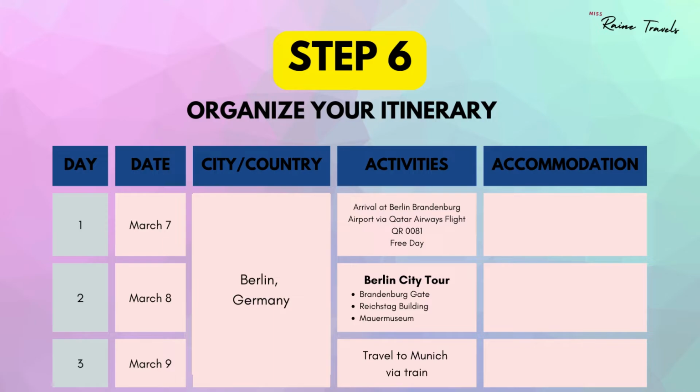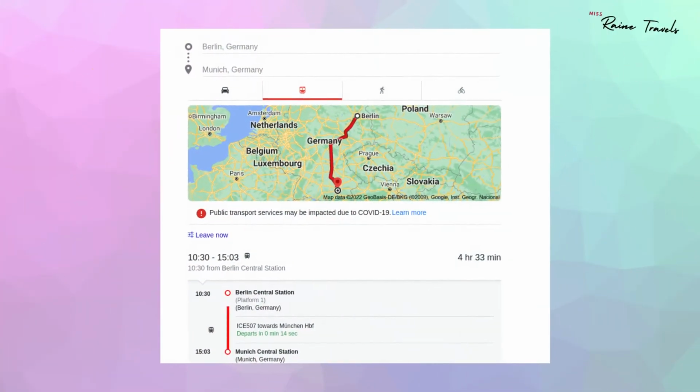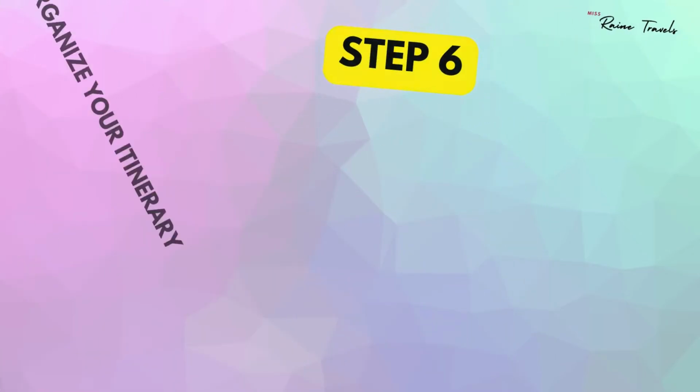The following day, I'll be traveling to Munich via train. The train from Berlin to Munich is around 4 hours of travel, so that would be like half a day seated in the train. And then the rest of the day, I'll just be resting in the new accommodation.